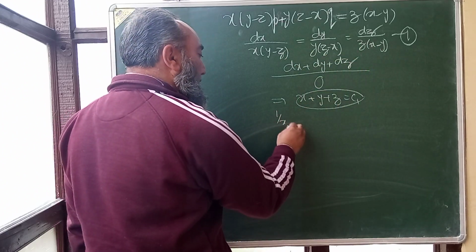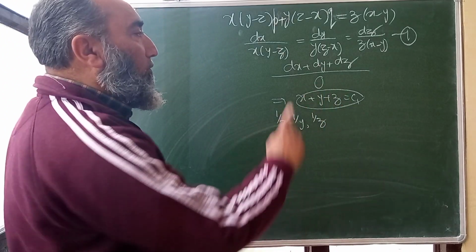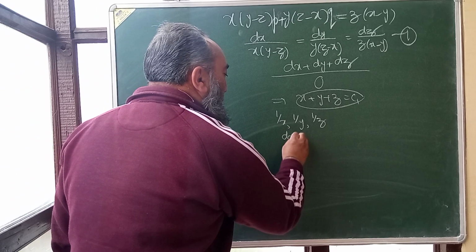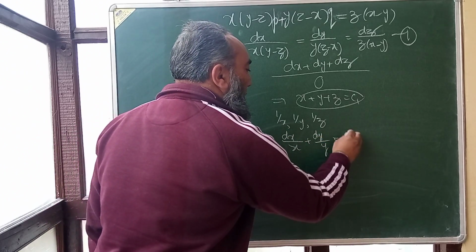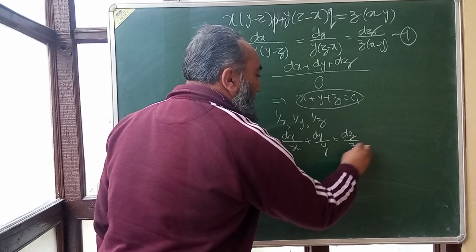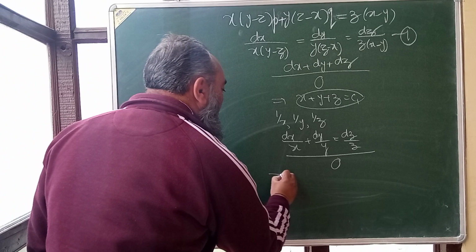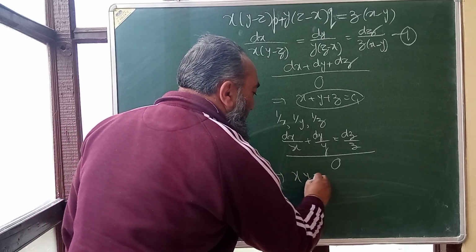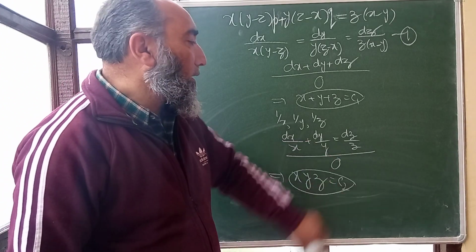Choosing 1 by x, 1 by y, and 1 by z as multipliers, each fraction of 1 is equal to dx upon x, dy upon y, dz upon z divided by the denominator, which is 0. So this gives us xyz equals c2. Log x, log y, log z equals log of c2.